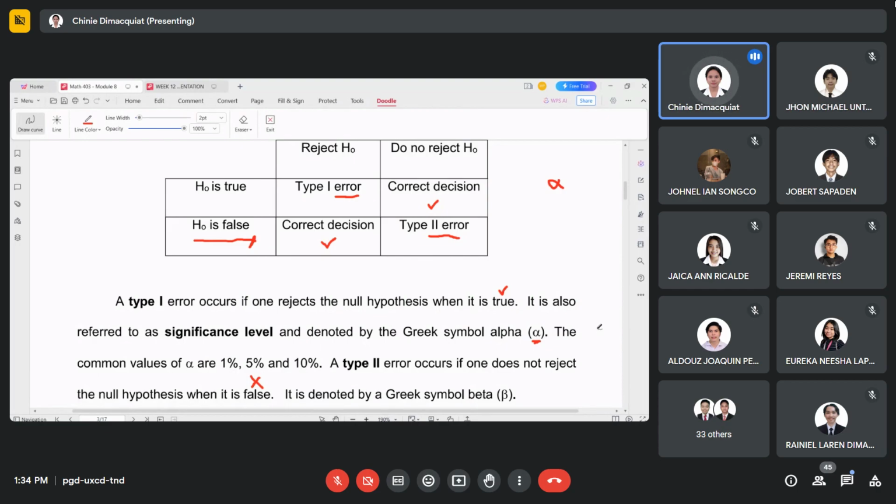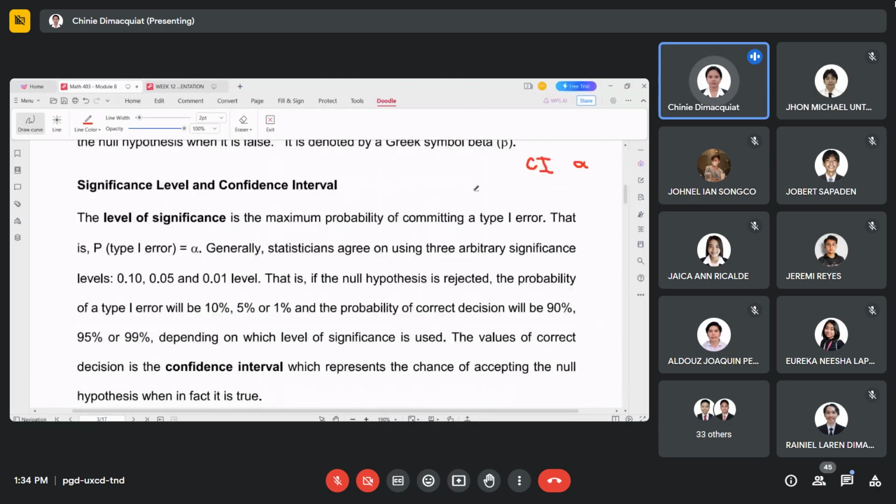Okay. So, significance level and confidence interval. Last time, ginamit natin si confidence interval, and then kinuha rin natin yung ating alpha. Ngayon, magagamit rin natin siya dito kay hypothesis testing. So, confidence interval and alpha na significance level or level of significance. The level of significance is the maximum probability of committing a type 1 error. So, that is P(type 1 error) is equal to alpha.